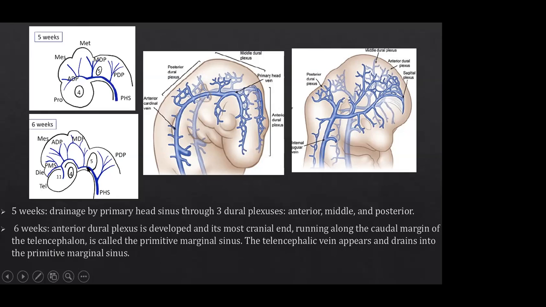So just to go on to the next slide, imagine this again, just to remember, we've got three plexuses over here, the primitive head sinus into which they drain, we have the developing otic sinus over here, and then the primitive marginal sinus, which is going to form later on the superficial middle cerebral vein.